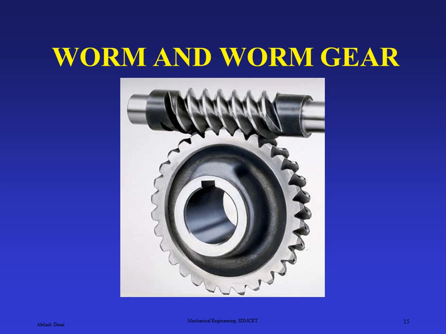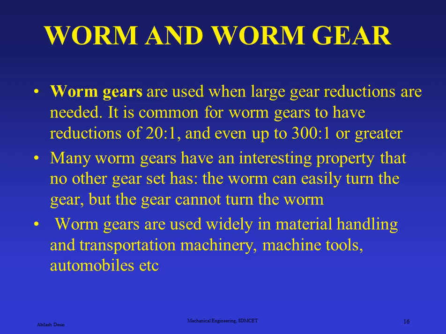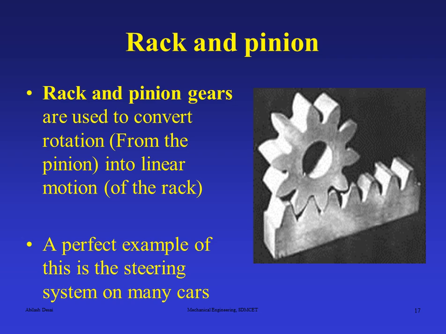You can see how the alignment is there for the worm and worm gear. Worm gears are used when large gear reductions are needed. It is common for a worm gear to have a reduction ratio of 20:1, and even 300:1 or greater can be used. Many worm gears have an interesting property that no other gear set has: the worm can easily turn the gear, but the gear cannot turn the worm. That is the only problem here. Worm gears are used widely in metal handling and transportation machinery, machine tools, automobiles, etc.